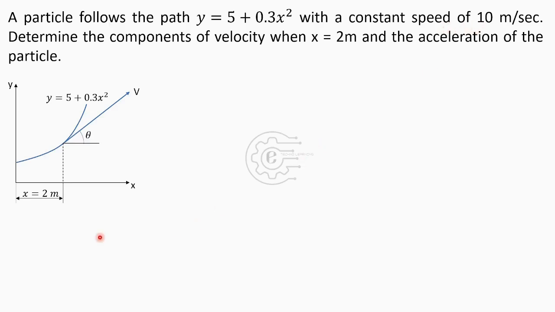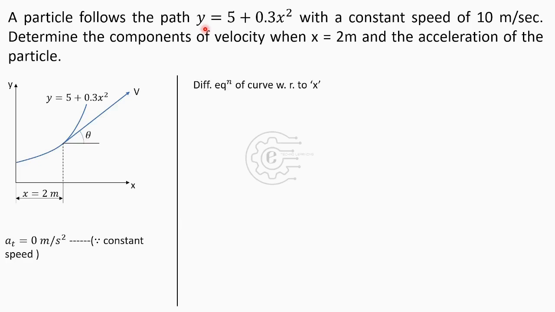Now if the speed is constant, it means the tangential component of acceleration will be 0. Now the second component of acceleration, that is normal component of acceleration को find out करने के लिए हमें सबसे पहले radius of curvature find out करना होगा. And to find out the radius of curvature हमें equation of path को दो बार derivative लेना होगा.